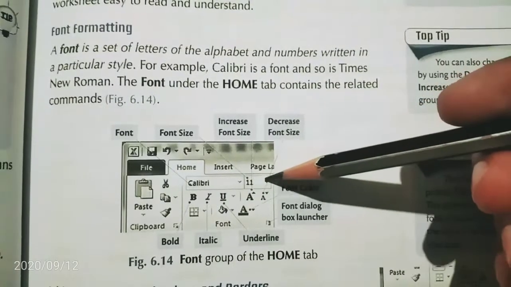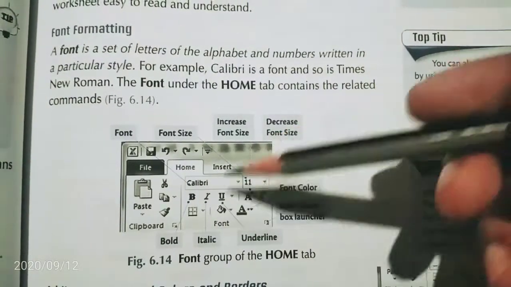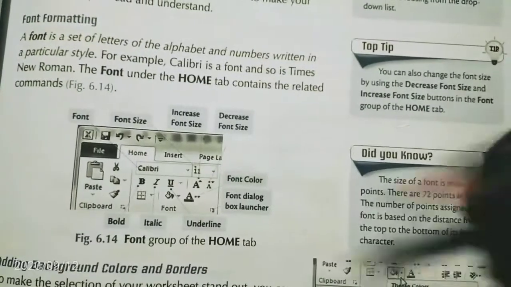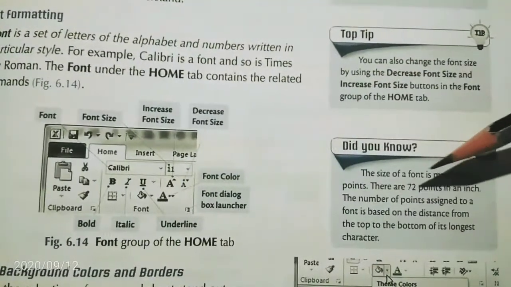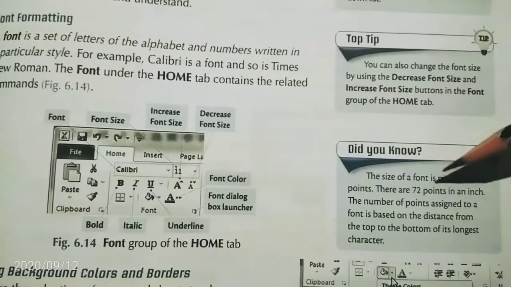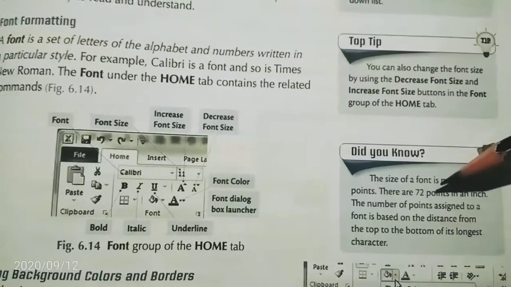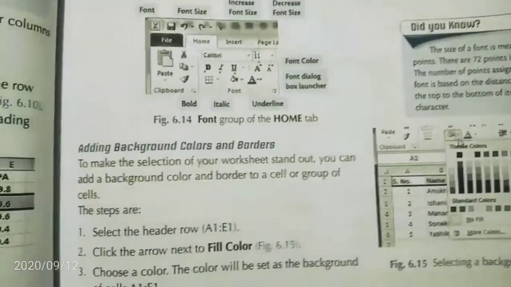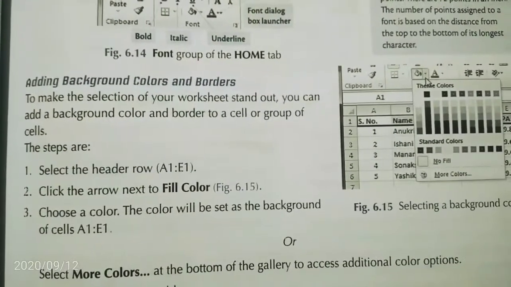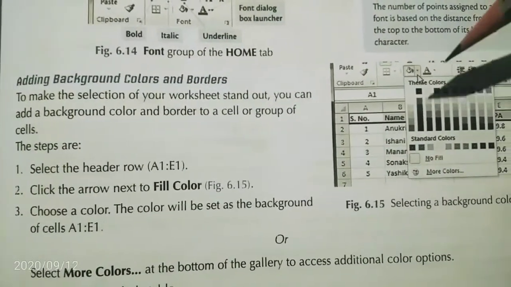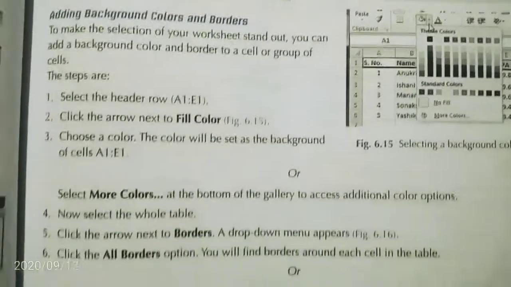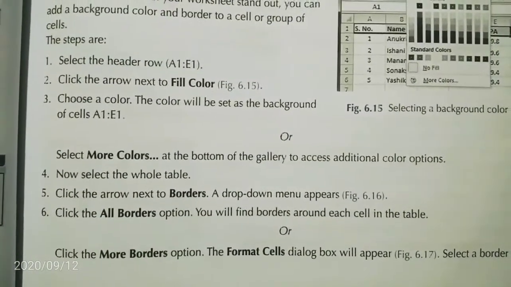Here you can see the font size, the bold, italics, underline, all these things you know properly. So what is the maximum font size? Here it is written, did you know, 72 points in an inch. So 72 is the maximum font size. So next is adding background colors and borders. This also you have studied in Microsoft Office, how to add borders, how to add the background colors of the page. All these things are not new for you.